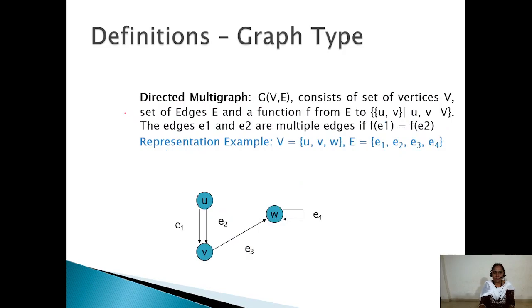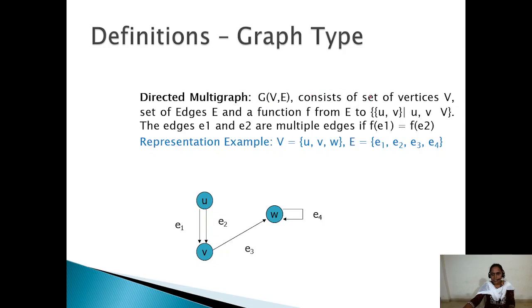Next, directed multigraph. As already told, a directed multigraph has two parallel edges. U is directed to V by one edge, E1 and E2. Next, vertex V is connected to W. E3 is the one edge. W has a self loop to itself. This is E4, the one edge.